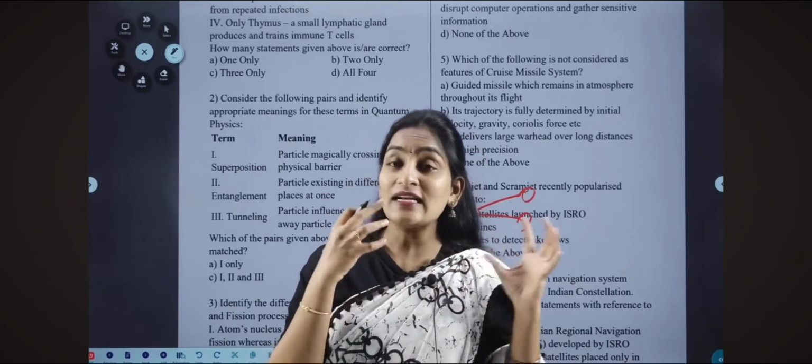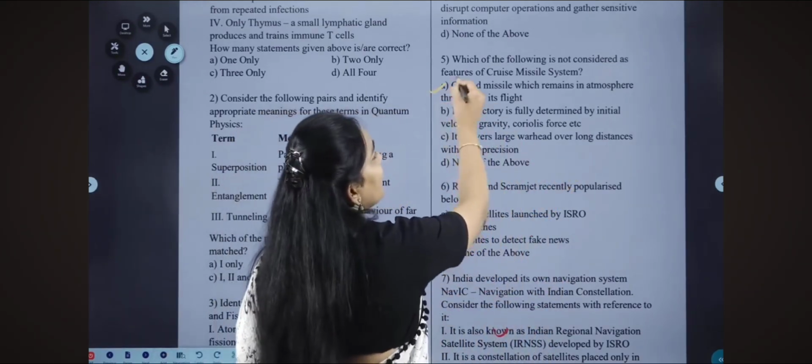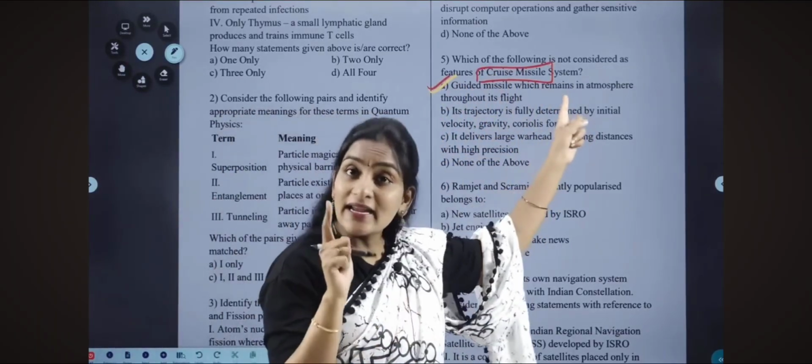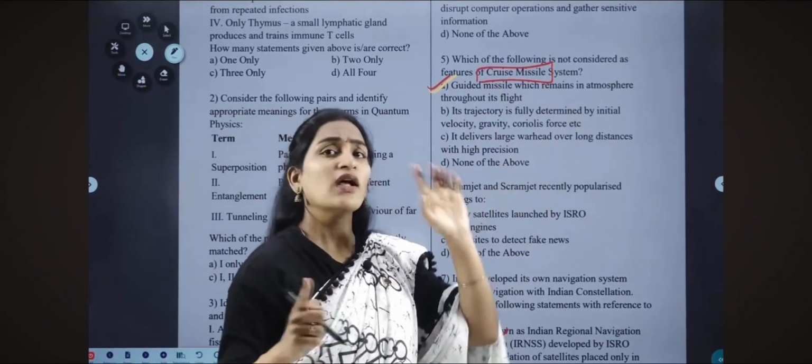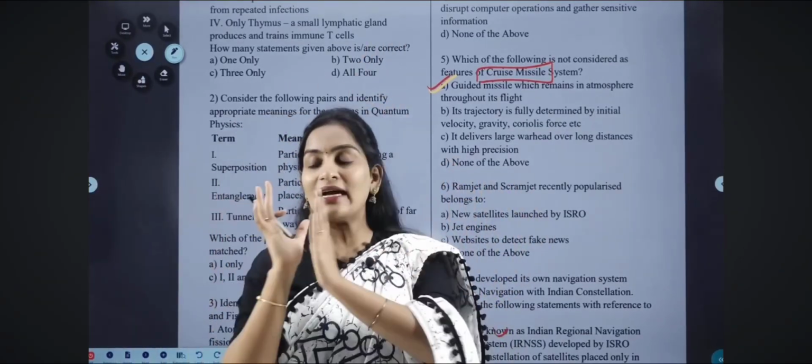We already have discussed this and it is also based on our PYQ. So you can see that it is a guided missile. First one is, which of the following are the features of the cruise missile? It is a guided missile. Guided, yes, definitely it is guided wherever you have to go. A ball cannot be guided in between. A ballistic missile can be guided only at the initial phase.